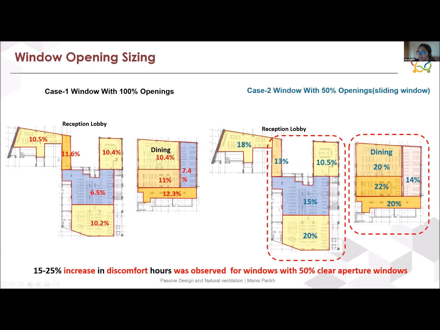As you can see here, it is 10%. It is increasing to 18%. So basically, discomfort hours are increasing in all of these cases. So we proposed 100% openable windows, so side hung windows in this particular case. This is how you actually do the window sizing and compare two cases to understand what you would like to propose to the client as well. So this is how we proceeded on this one.